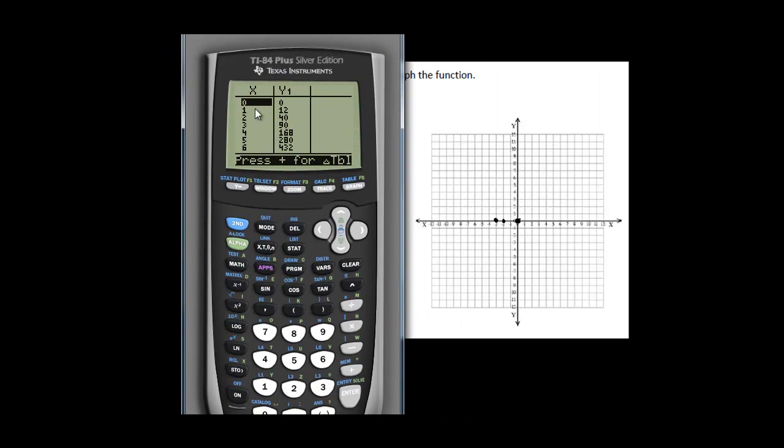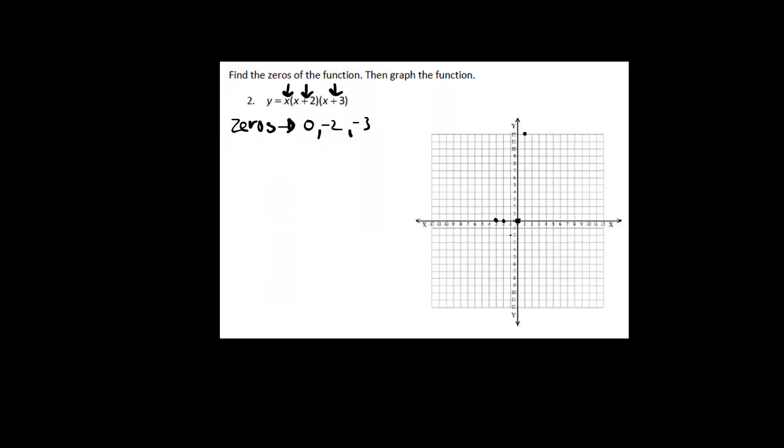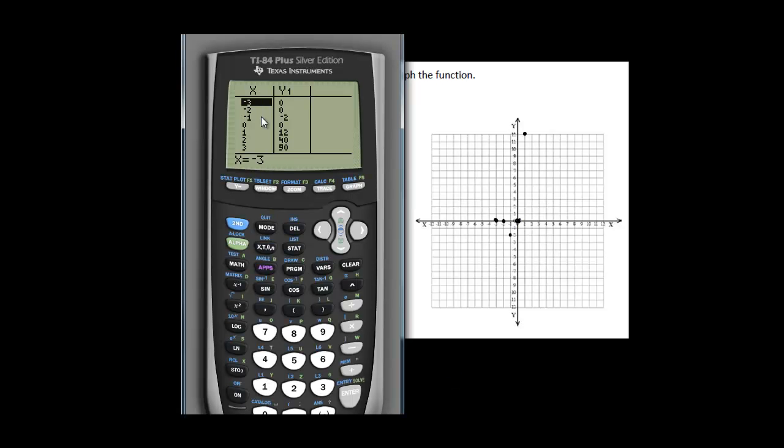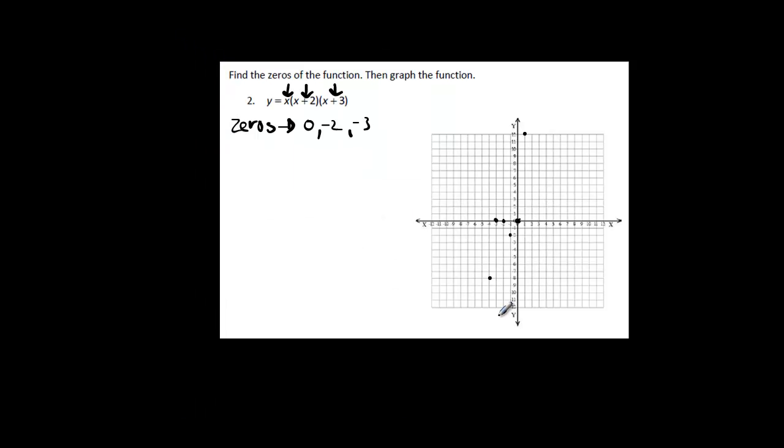It looks like it's going to rise pretty fast. So after 0, 0, we have 1, 12. So we can plot that point here. Aside from that, it's just going to go up really fast up to infinity. We also have the point negative 1 comma negative 2 right here. We have our other two zeros at negative 2 and negative 3. Negative 4 is going to be negative 8, so negative 4 comma negative 8 is going to be right here.